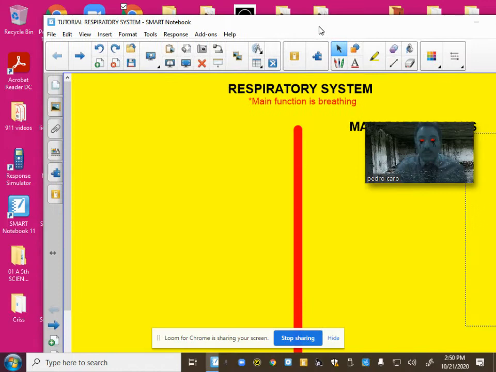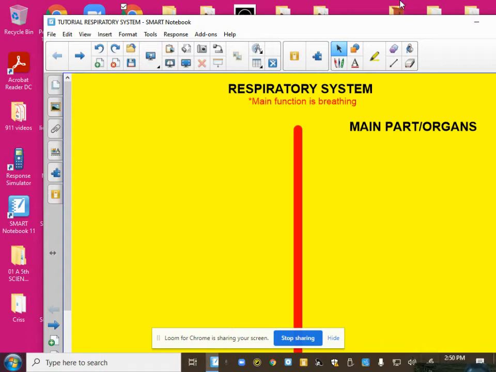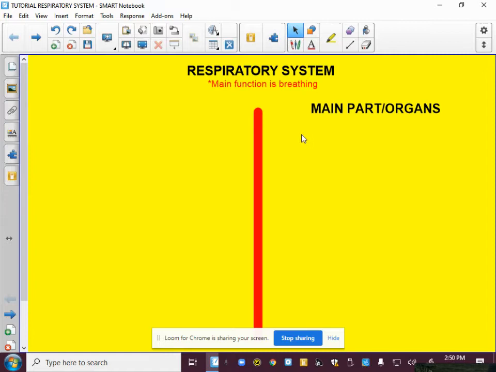So on your notebook, please draw this graphic organizer. Make sure you're drawing this graphic organizer and the title. So put the respiratory system. Underneath, put the main function is breathing. And on the right side, put the main parts or organs. Again, I'm going to go through it fairly quick. If I'm going too fast, just pause the video and catch up, okay?